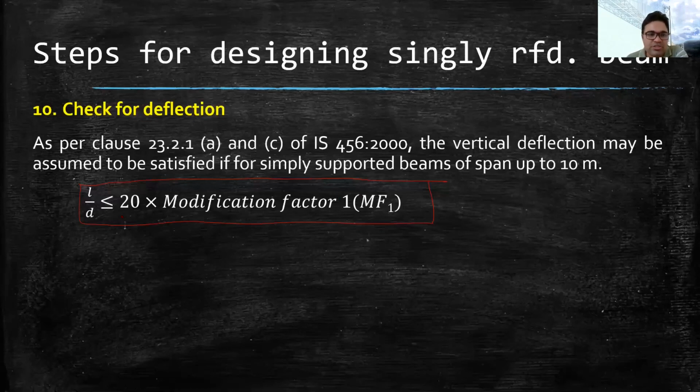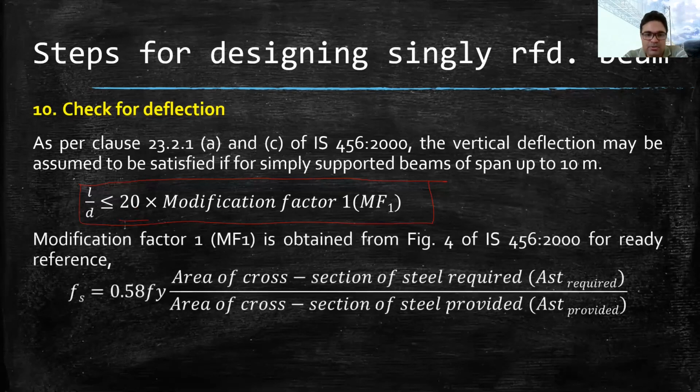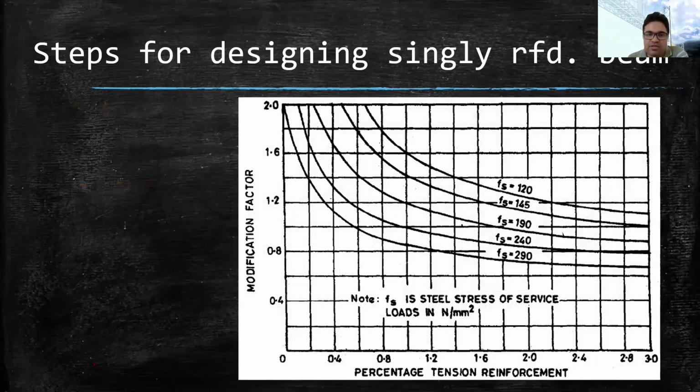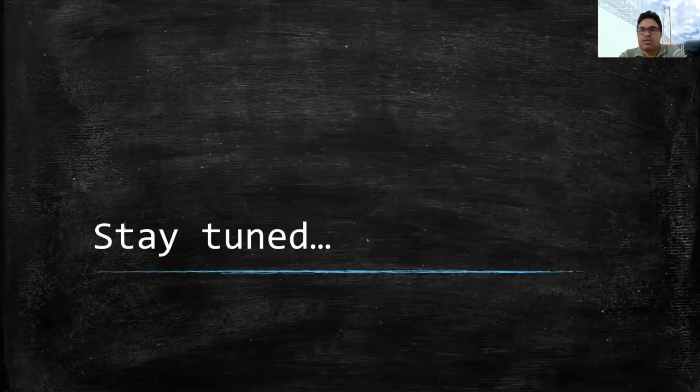So this is the equation that we have to satisfy for the deflection criteria. All things I have explained there. This is the formula that we are going to use to find the value of Fs, and the same graph I have provided here for your reference. The same graph we will be using to find the value of MF. So now we will continue our discussion in the next part.